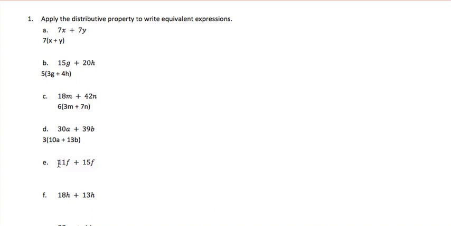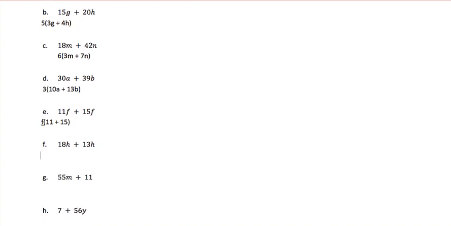In letter E, we have 11f plus 15f. Now, when we say it out loud, we probably can see that our greatest common factor is f. So we're doing f times 11 plus 15. And in letter F, we have 18h plus 13h. So we can see that our greatest common factor is h. And we have h times 18 plus 13.